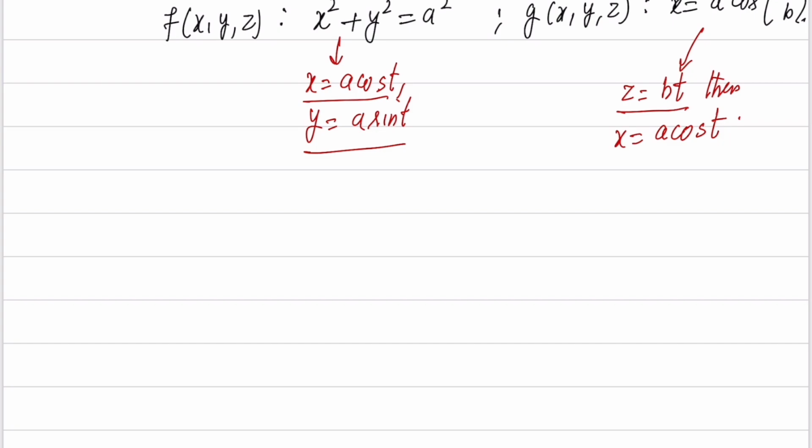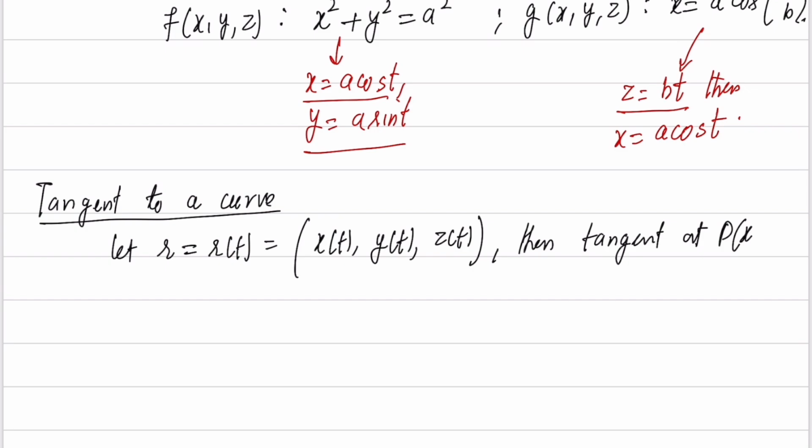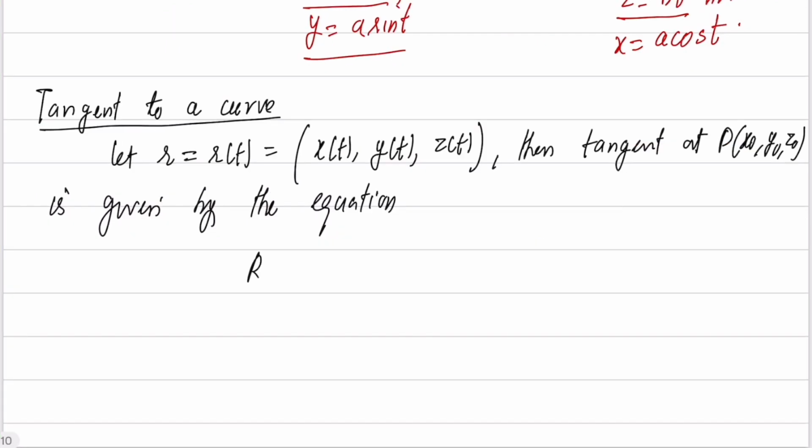Now let us define the tangent line. Let our curve be given as r equal to r of t, having the coordinates x of t, y of t, z of t. Then the tangent at any point P with coordinates x naught, y naught, z naught is given by the equation R minus r is equal to lambda r dash. Now we have used a new notation r dash for denoting a derivative actually.